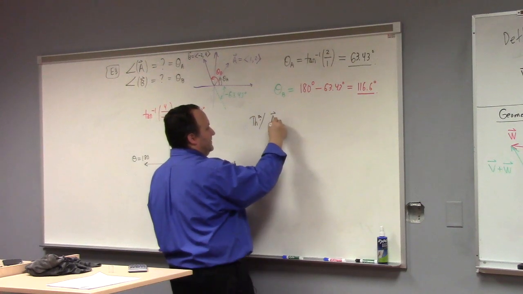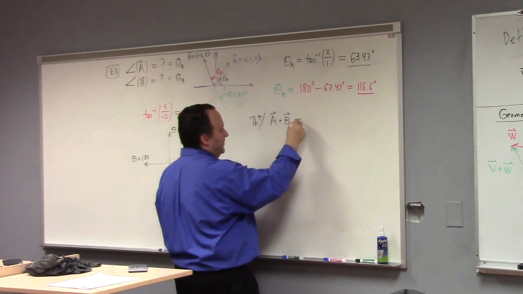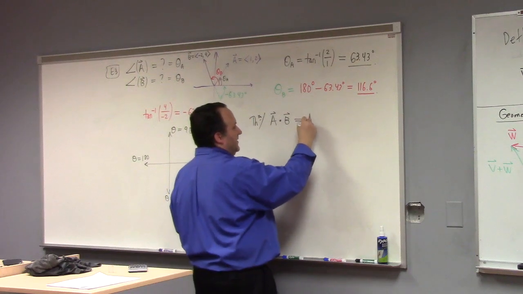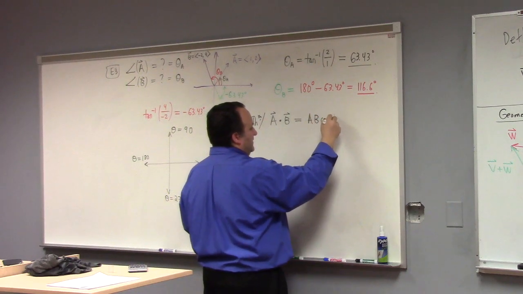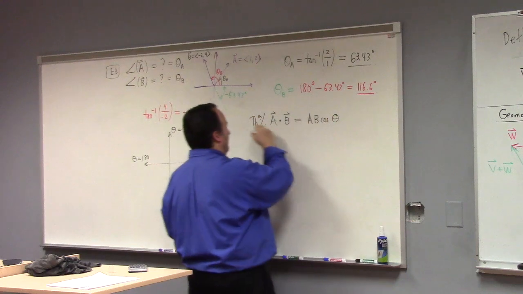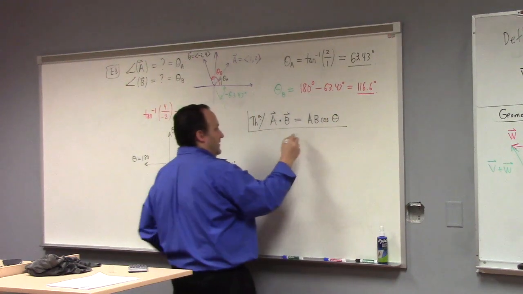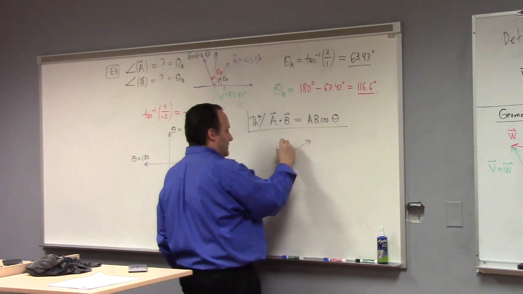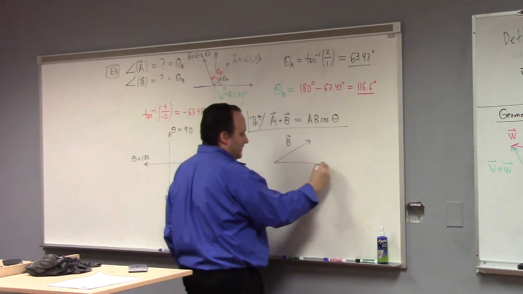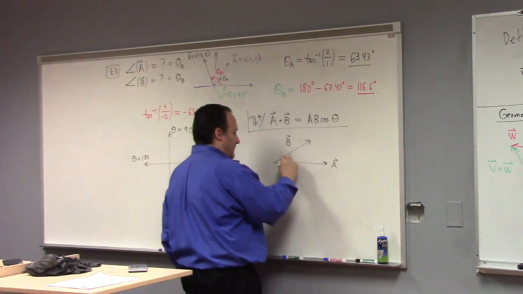The dot product has a wonderful formula. A dot B is equal to the magnitude of A times the magnitude of B, times cosine of the angle between them. So here, the picture is this. Here's your B, here's your A, this angle is theta.